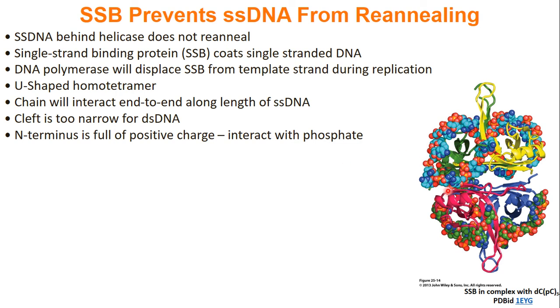And the N-terminus, as you could imagine, has a lot of positively charged amino acids. Again, we're interacting with DNA, so this is kind of a trend. Anything that interacts with DNA is going to interact with the phosphate for the most part, and so you're going to have a lot of positively charged amino acids where you're interacting with that DNA.